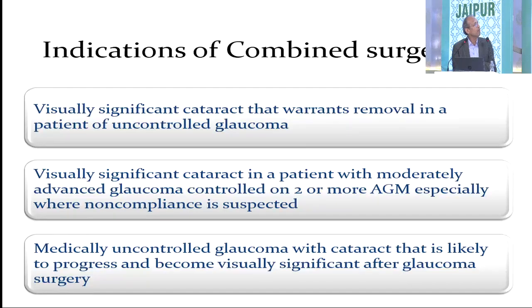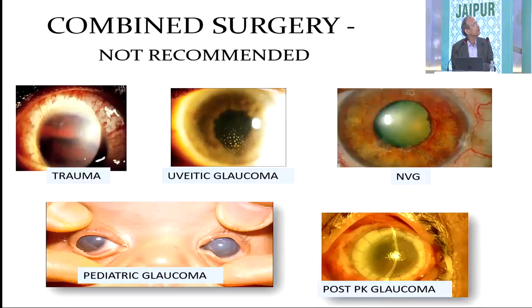The indications for combined surgery in my patients are visually significant cataract as well as uncontrolled glaucoma with maximal anti-glaucoma medications, or visually significant cataract in a patient with moderately advanced disease on 2 or more medications, when there is risk of non-compliance, or medically uncontrolled glaucoma with a cataract that is likely to progress very soon to become significant. So it's better to go for combined surgery rather than doing glaucoma surgery alone.